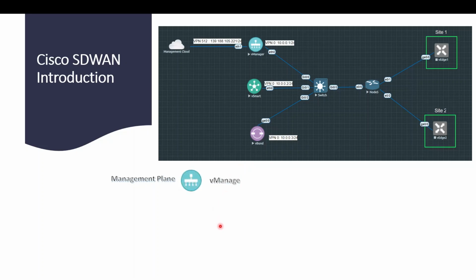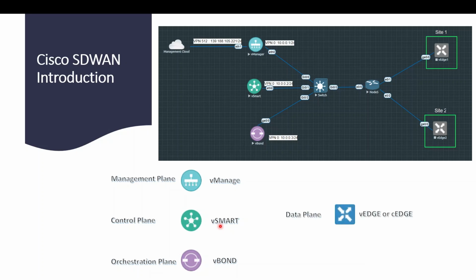So we have separated the planes. The management plane is controlled by the vManage. The second is the control plane, which is managed by the vSmart. And then the orchestration plane, because when it comes to SD-WAN, orchestration is very important. Orchestration is controlled by the vBond. And the last layer is the data plane. The data plane traffic will be forwarded using the vEdge or cEdge.